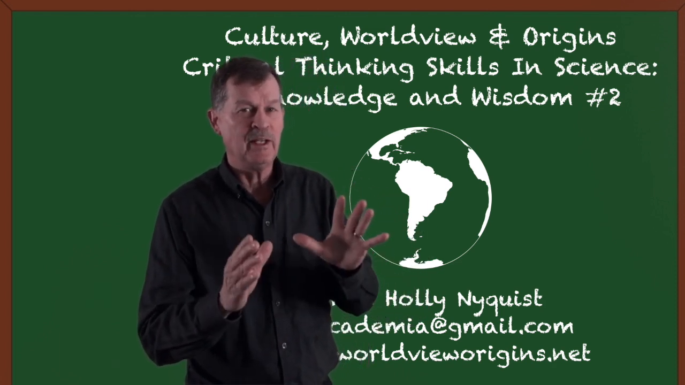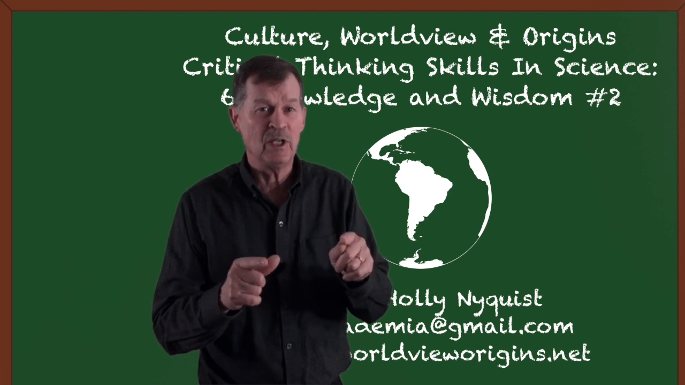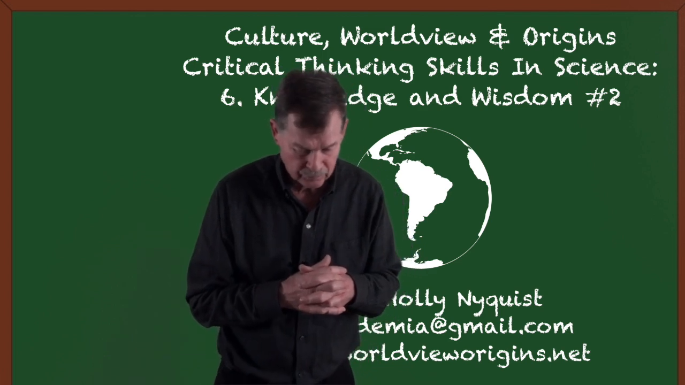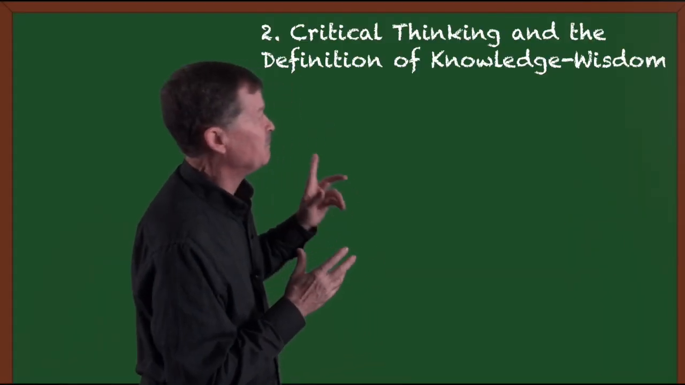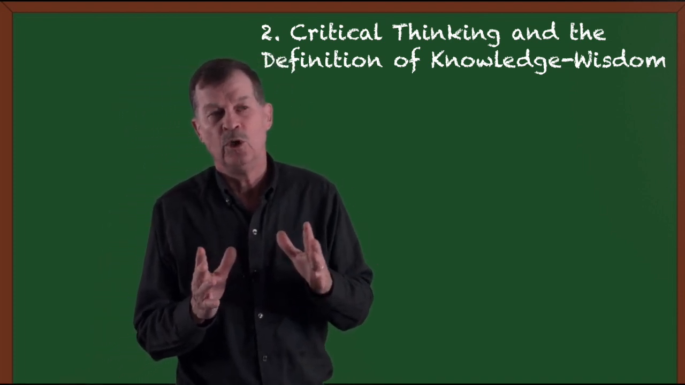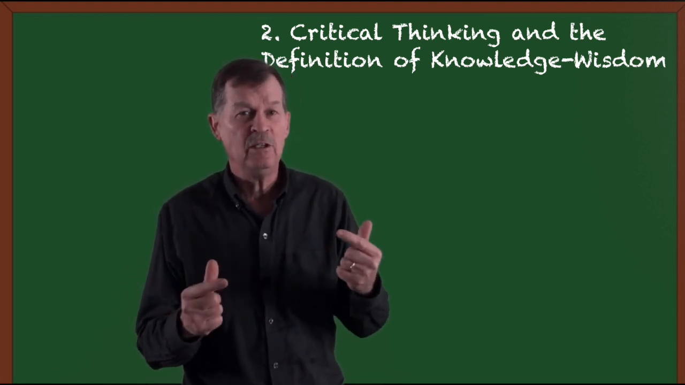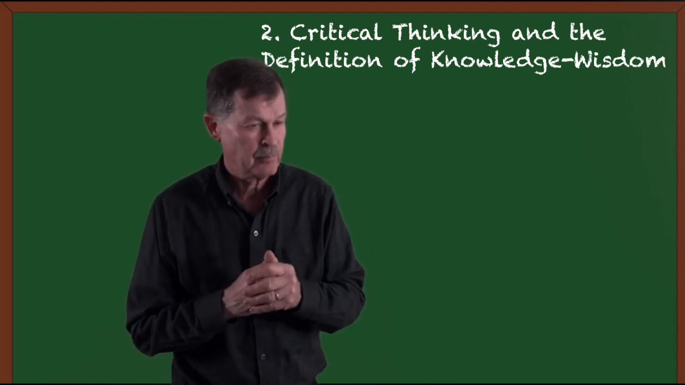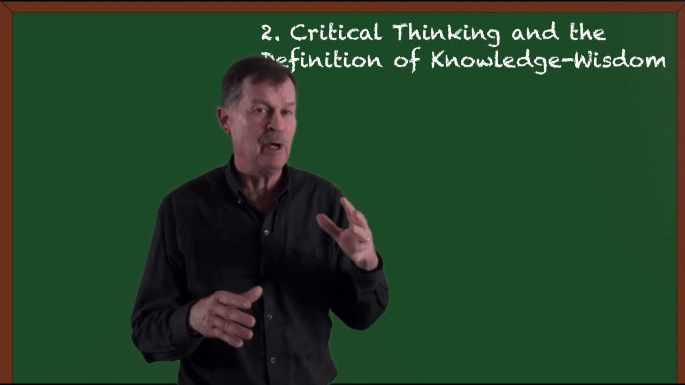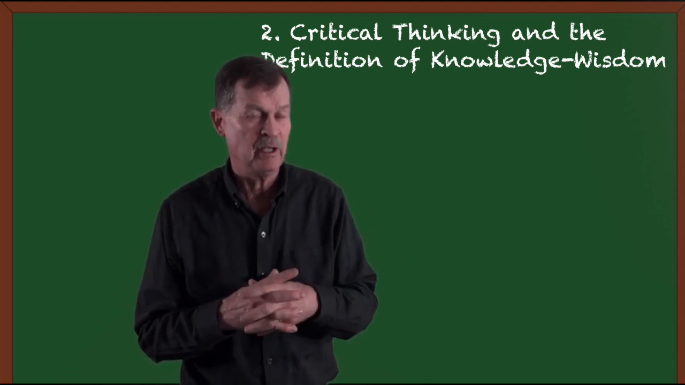But critical thinking in science, in a Western way of thinking, means something very specific, something very controlled and contained. Critical thinking and the definition of knowledge, wisdom. We're looking at critical thinking as a method of getting to reliable knowledge. We've defined reliable knowledge and found that what is meant by that is justified true belief. So it's a belief system, but it's justified.